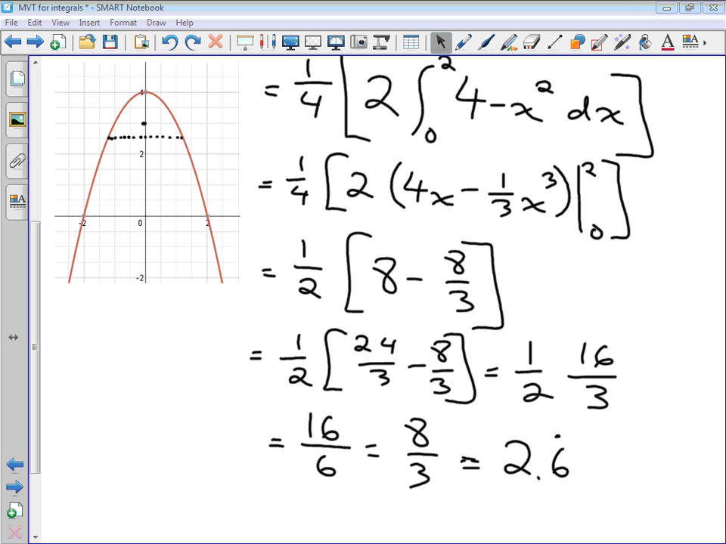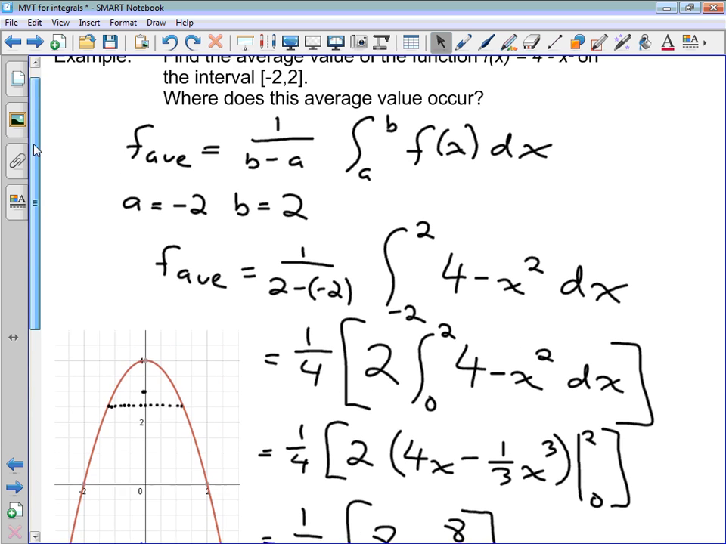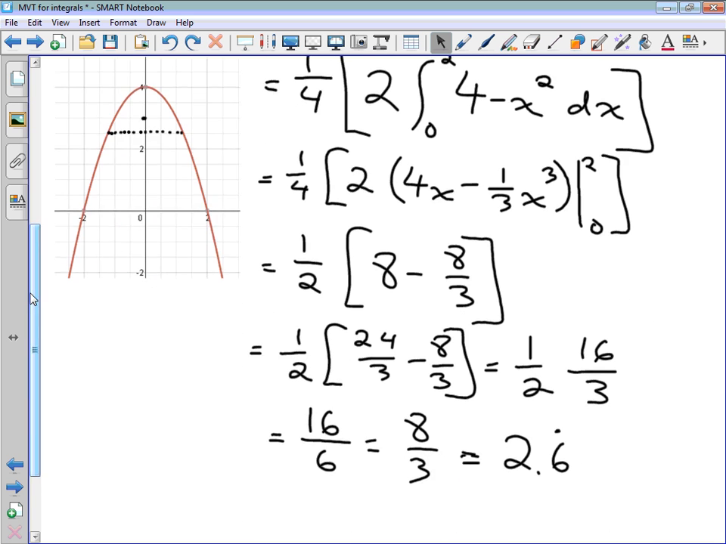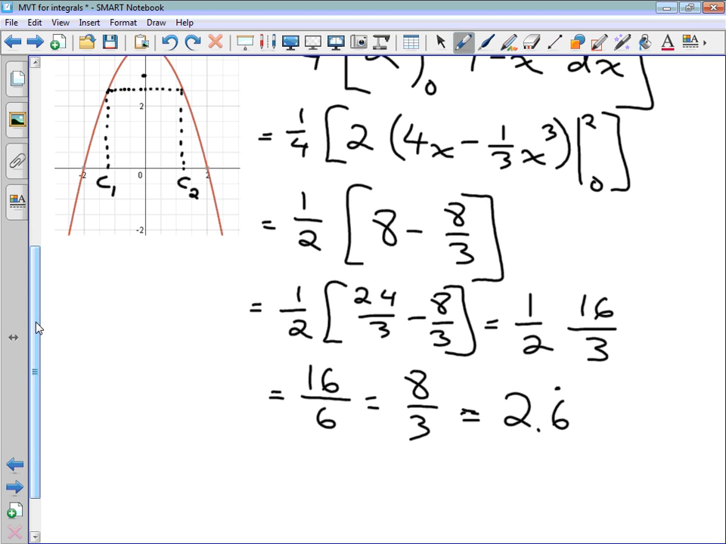Now that we have our average value, where does the function take on this average value? Well, it takes on that value at 2 places. Here and here. If we label these 2 points C and C, sorry, because they're different points, we should label them C1 and C2. We can see from the graph that f at C1 is equal to 2.6 repeated. F at C2 also equals 2.6.